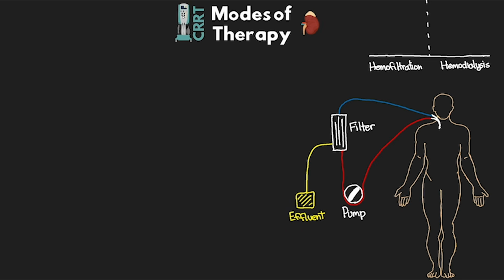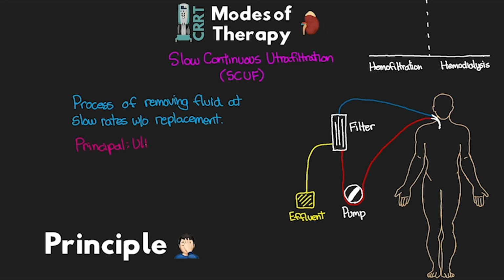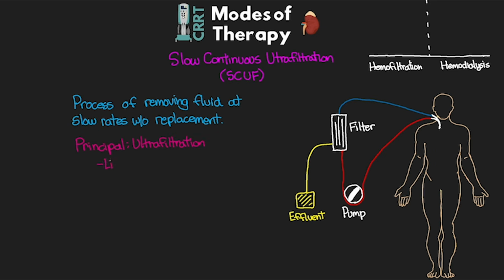So the first of these modes that we're going to talk about here is going to be our slow continuous ultrafiltration, or SCUF. Essentially this is the process of removing fluid, so ultrafiltrate or effluent, at slow rates and without using any replacement fluid. Now this mode uses the principle of ultrafiltration, but because of the slow rate of it, we have little to no solute clearance, aka convection.